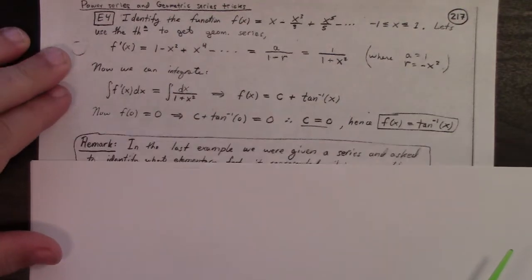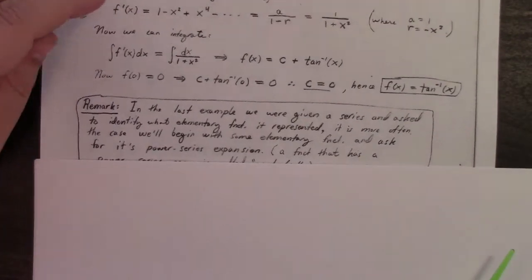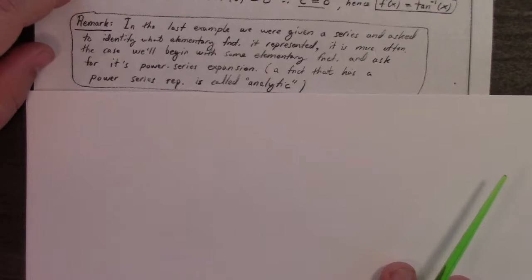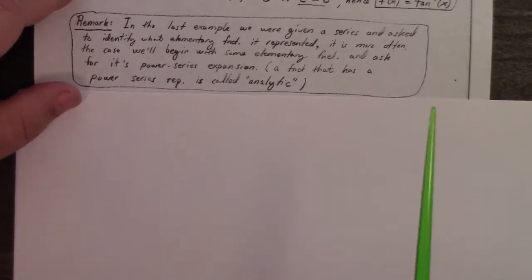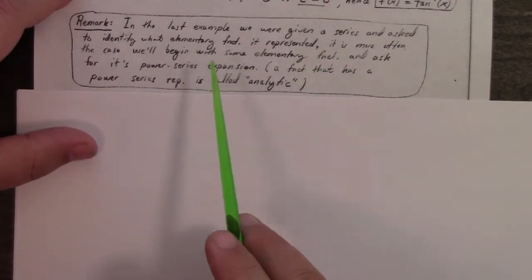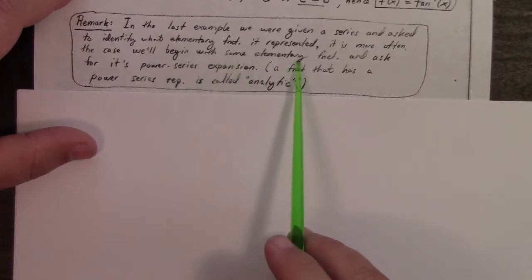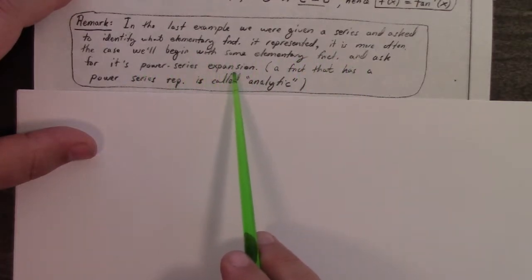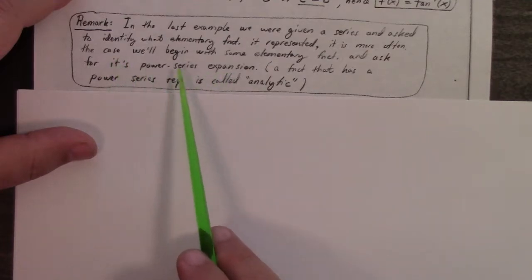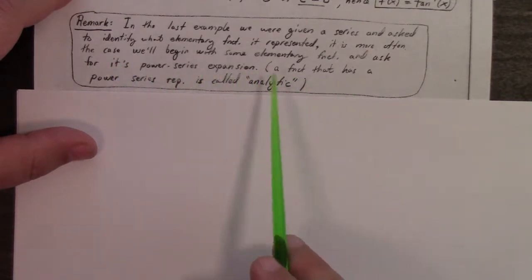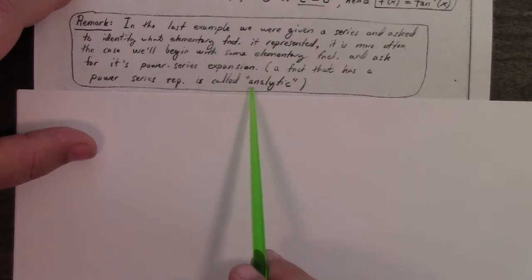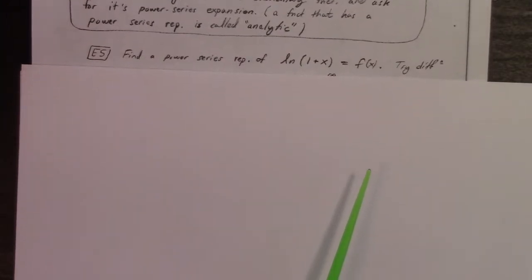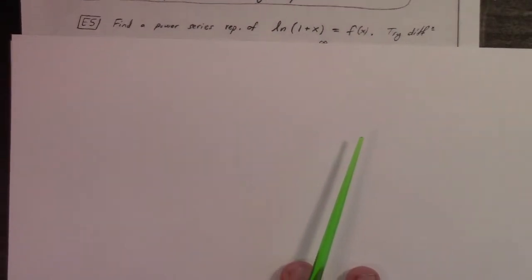It's pretty neat. All right, so in the last example, we were given a series and asked to identify which elementary function it represents. It's more often the case that we'll begin with some elementary function and ask for its power series expansion. A function that has a power series representation is called analytic. All right, enough name calling. Let's get on to it.